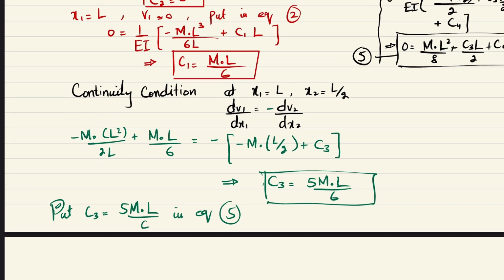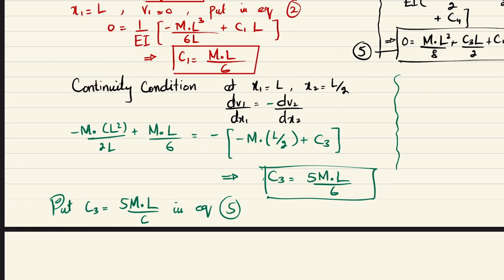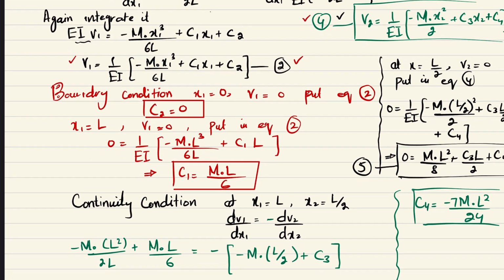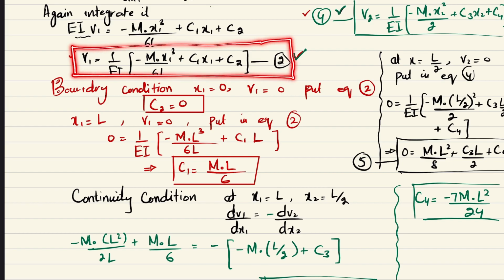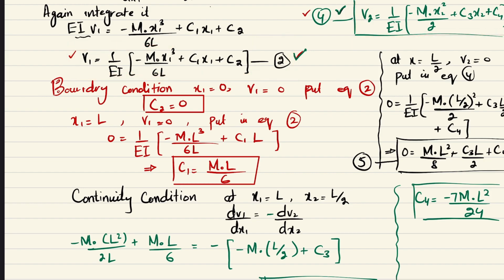This is equation number 5. So when you put it here, you will get C4. Kindly put it and get, you will get 7 m naught L square over 24. Now you have C1, C2 and C3, C4 as well. So you can put them in equation number 2 and equation number 4 in order to get the deflection due to x1 and the deflection due to x2.